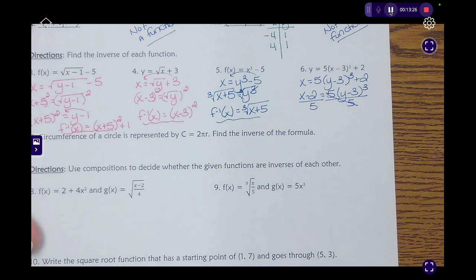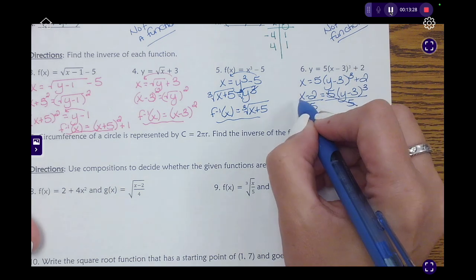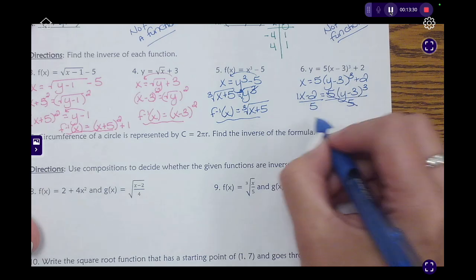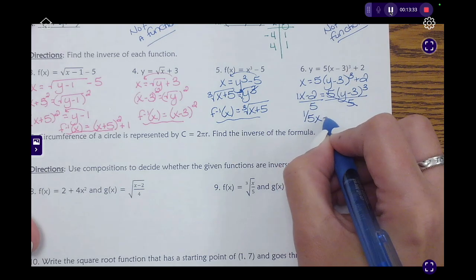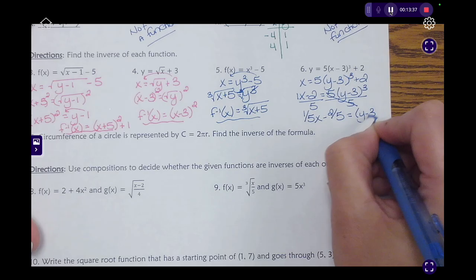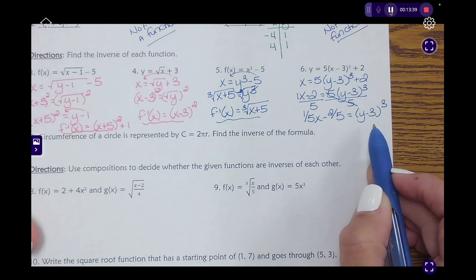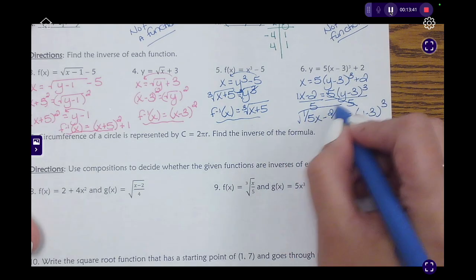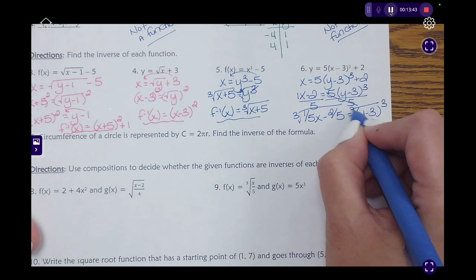Okay, so I'm going to divide by 5 right there. So I am going to go ahead and divide both of them by 5. So that's going to be 1/5 x minus 2/5 equals the y minus 3 cubed. So now that I have the cube by itself, this is where I can cube root both of those.